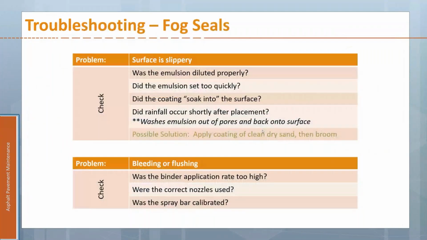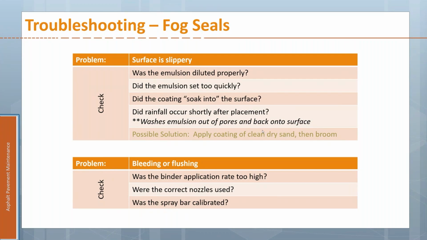All right, in terms of troubleshooting, some things that can go wrong. If your surface is slippery, you want to check and make sure that the emulsion was diluted properly. Did it set too quickly where it didn't really soak into the texture of the surface? Did you have any rainfall that happened too soon after placement? Sometimes that'll wash the emulsion back out of those pores and onto the surface. So just make sure that you are doing this in the best possible weather conditions, and then you can apply some clean dry sand and then broom that off, which will help soak up that extra.